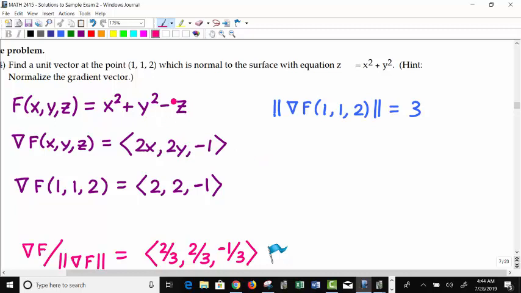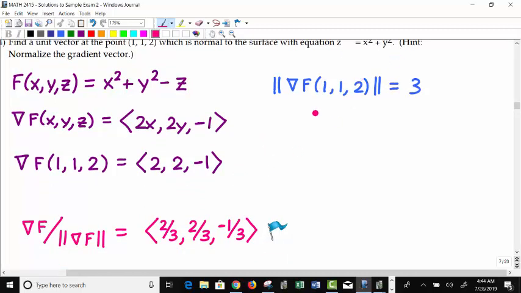So the partials are easy. You get 2x, 2y, negative 1. So there's your gradient vector in terms of x, y, and z. And now we plug in the point 1, 1, 2 to give us the normal vector at that point. So you get 2, 2, negative 1. That is your normal vector.